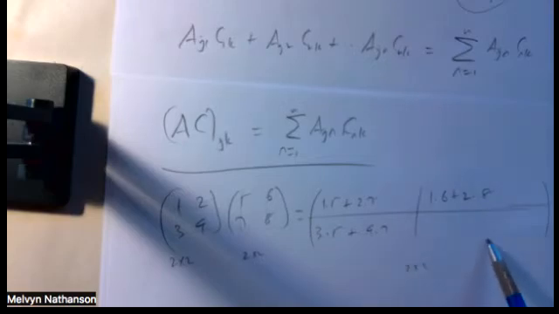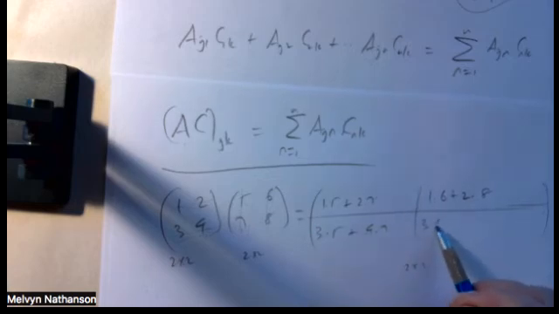This is the second row, second column. Multiply the second row into the second column: 3 times 6 plus 4 times 8.